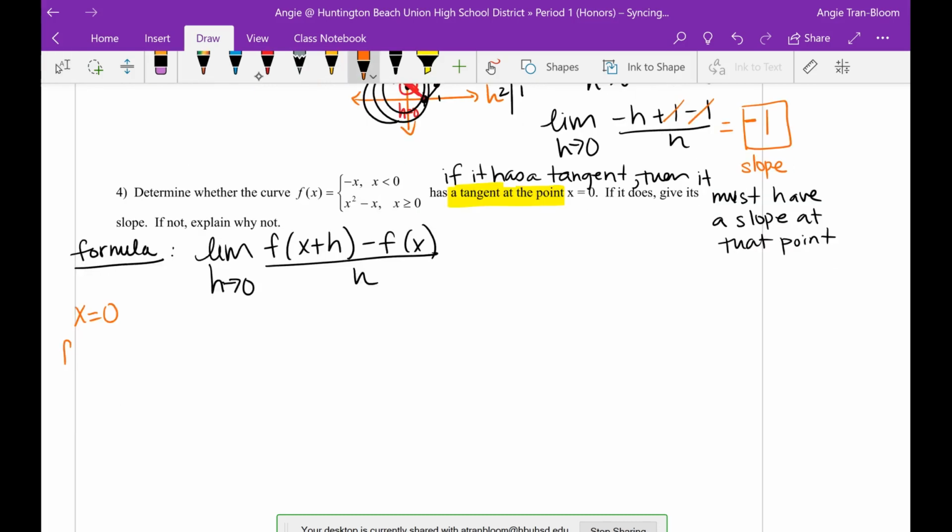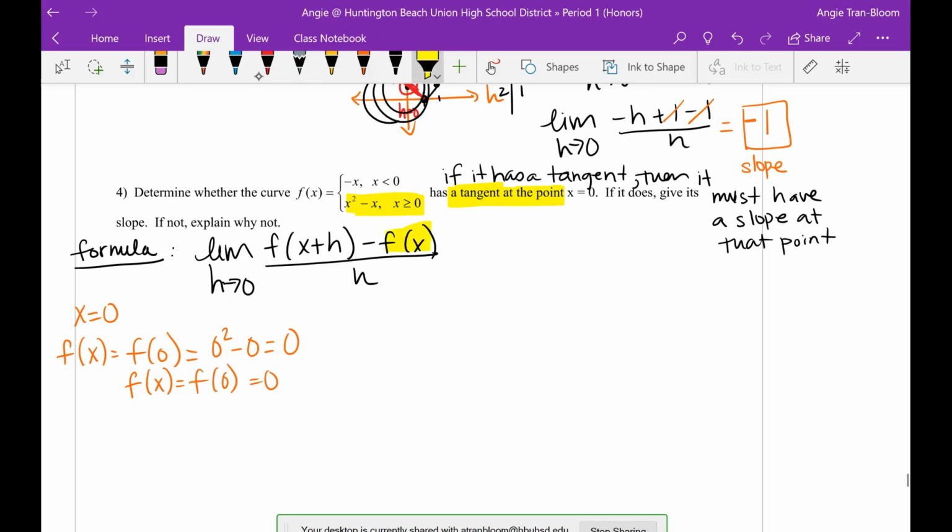Okay, so what is f of x, which is in essence f of 0? Okay, so which one has a 0? This one has 0, so I'm going to use that one. So 0 squared minus 0, which is 0. So guys, f of x, which is the same as f of 0, is 0. This right here will always be the same. That would never change, okay? Now, let's plug in.